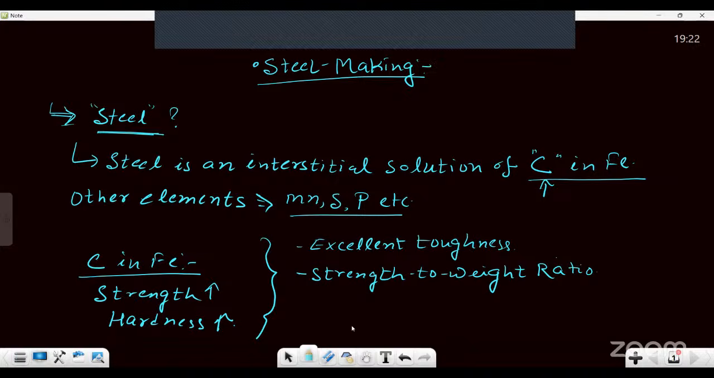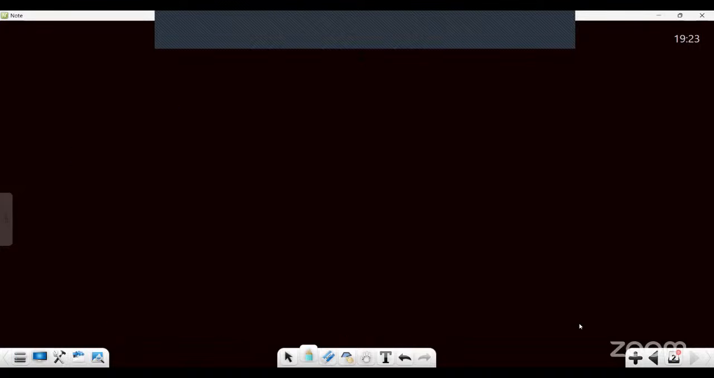You have good thermal stability. That means at high temperature also, it can be used, comparatively at higher temperature or even at lower temperature. And it is also very ductile. It has a good amount of ductility, and it is less brittle. So all these things make steel really a very good engineering material.